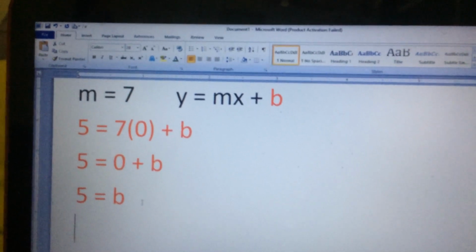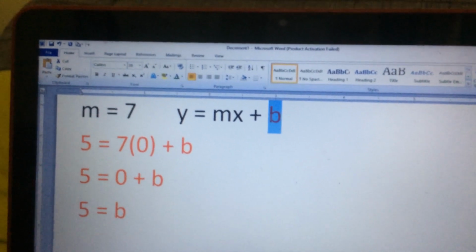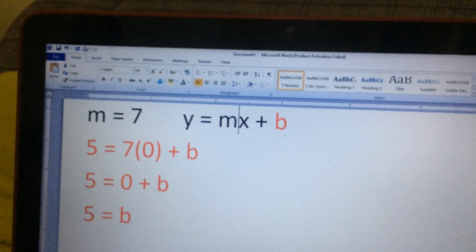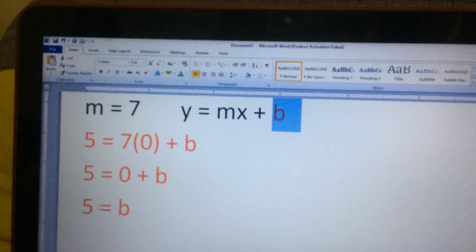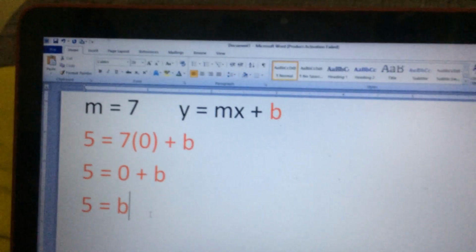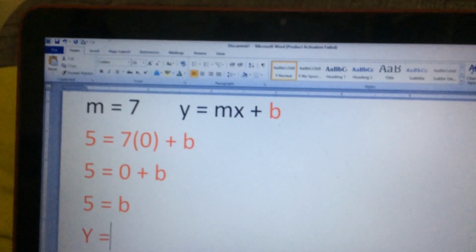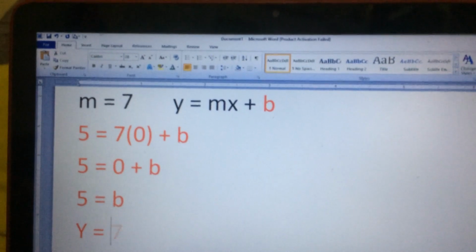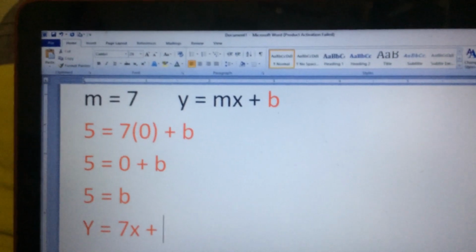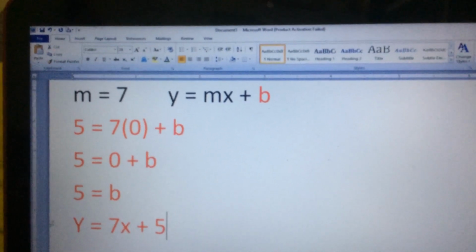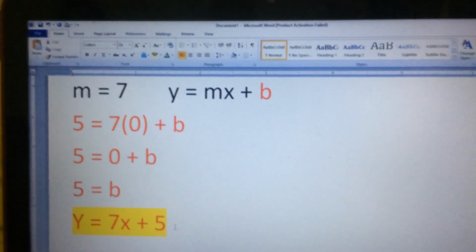So since we already have the slope, which is 7, and our b is 5, then we replace the m here with the value 7, and the b here with its value, which is 5. So the equation now becomes y equals m, which is 7, then you put the x there, plus b, which is 5. So this is now the equation of the line.